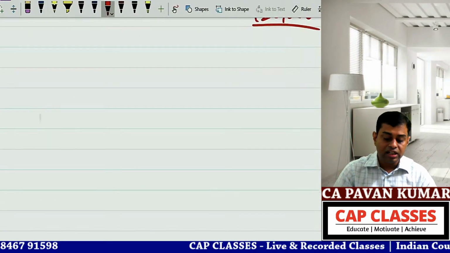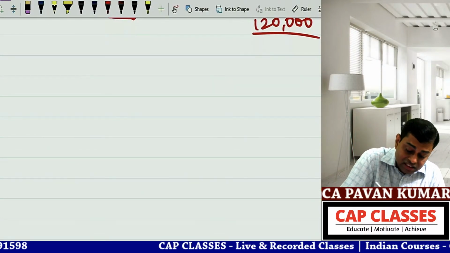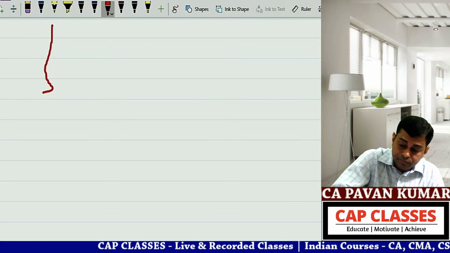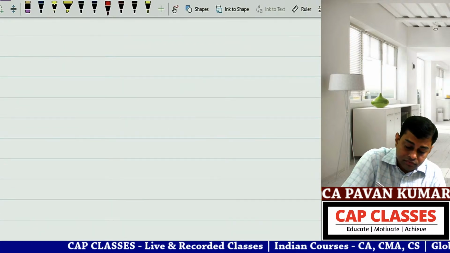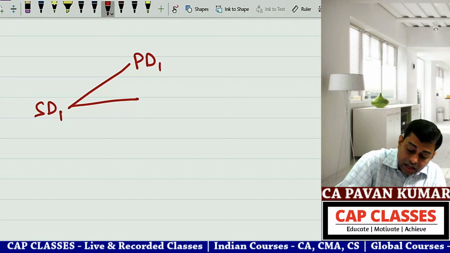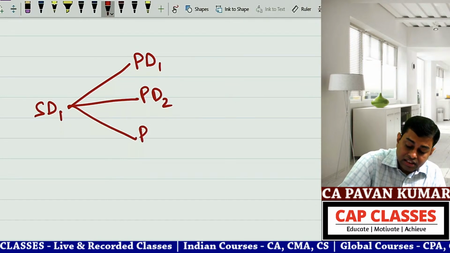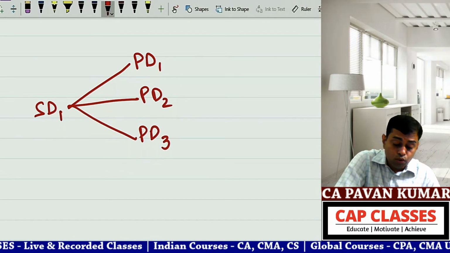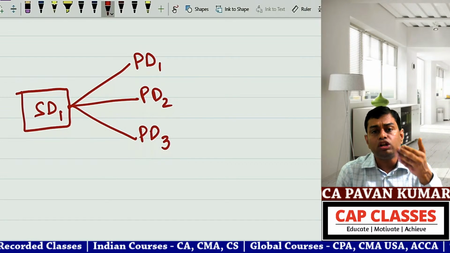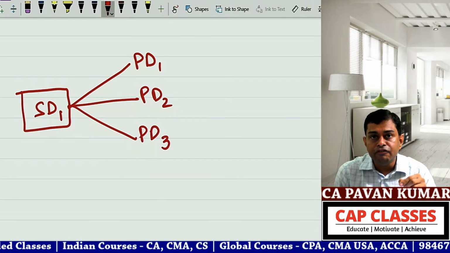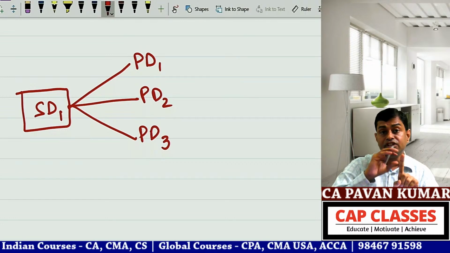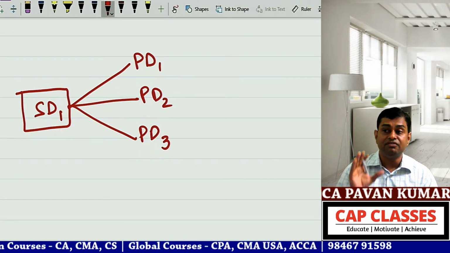So what we need to understand here is, imagine there is service department 1. It renders services to production department 1, production department 2, and production department 3. Now distributing the service department 1 cost to PD1, PD2, PD3 is so simple. This is what we have done in the canteen example just now. There is only one service department rendering services to various production departments, which is actually easy.